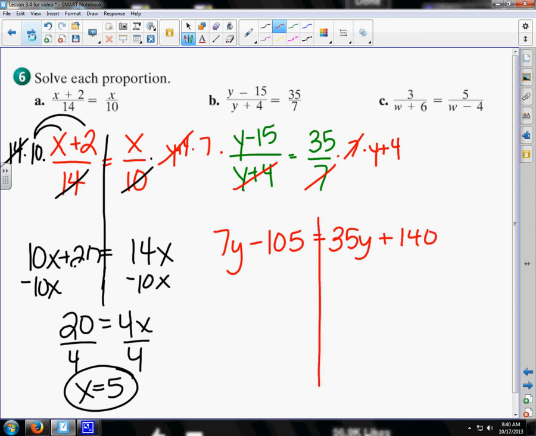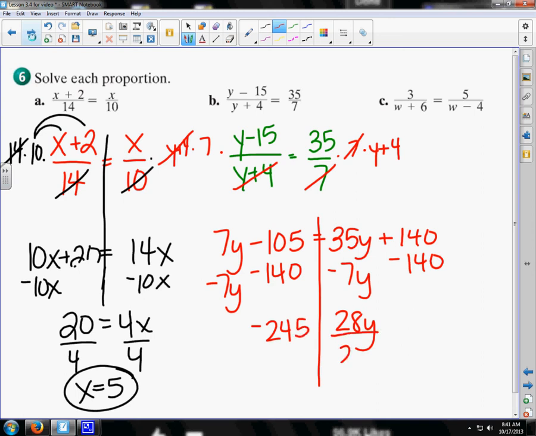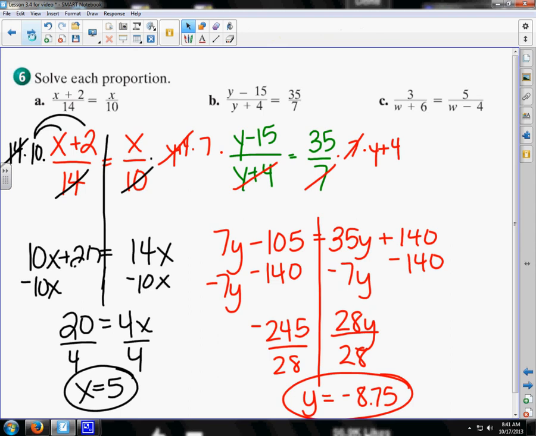I draw my line. I'm going to minus 7y from both sides. So that equals 28y. And I'm going to minus 140 from both sides. So that equals negative 245. And then I divide by 28. So negative 245 divided by 28, and y equals negative 8.75. So try the next one, and then we will correct it.